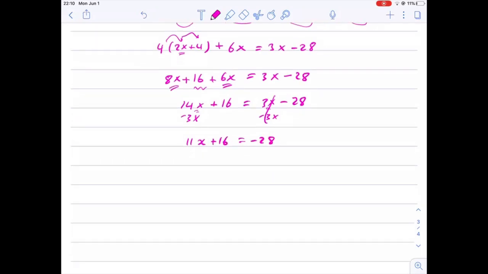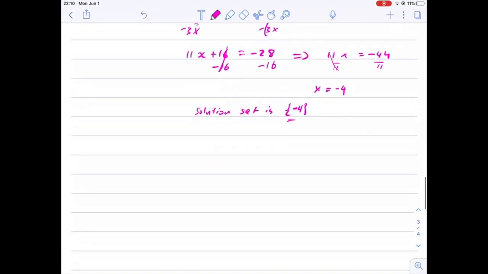Now we have an equation that's almost written in the standard form. So we can subtract 16 from both sides. And we get 11x equals negative 44. And then we divide by the coefficient of x. We get x equals negative 4. So the solution set is x equals negative 4, which is written in set notation.